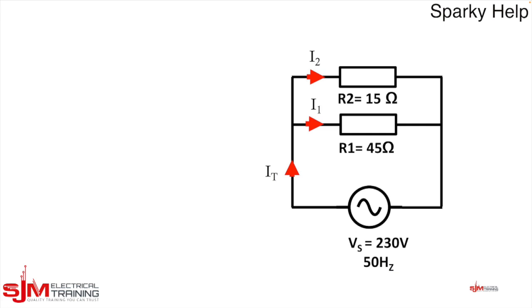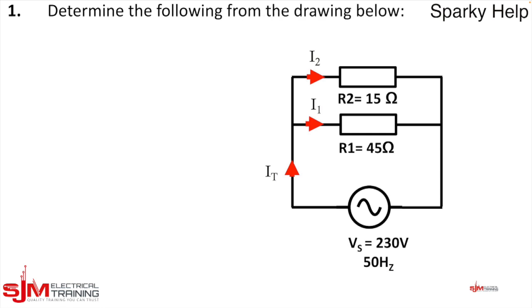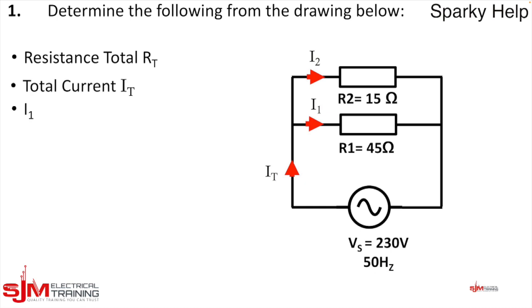So here we have a parallel circuit with a 230 volt supply with two resistors, R1 and R2, 45 and 15 ohms respectively. As always, what are we going to do? Let's determine the following. We're going to find out the resistance total, the total current that will flow through this circuit, the branch currents I1 and I2, and also the total power for the circuit.